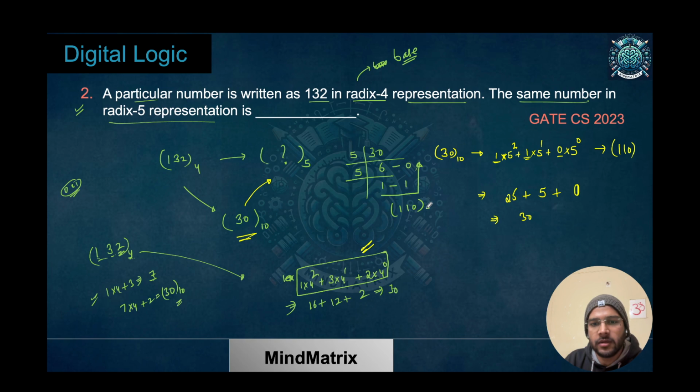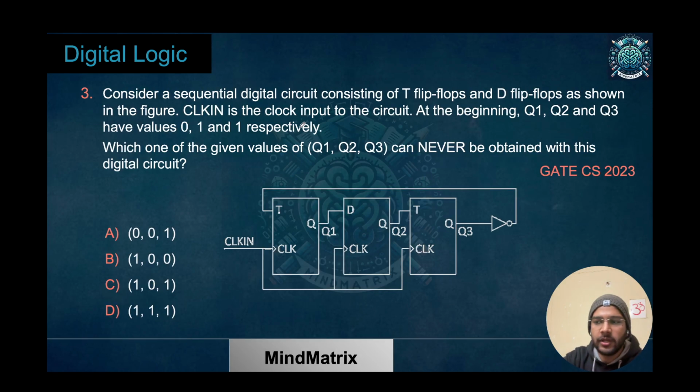So I hope it is clear. Either you can follow this one or you can follow this one. Both will give you the same answer. So here the correct answer is 1 1 0. So 1 1 0 in base 5 is equivalent to 132 in base 4. Okay, so let's proceed to the next question now.